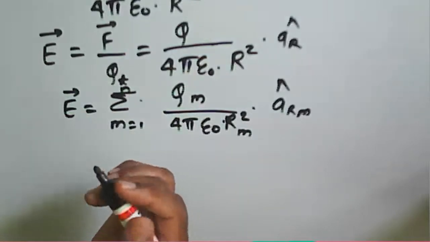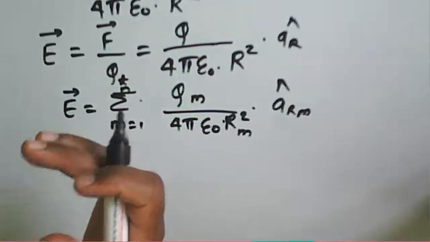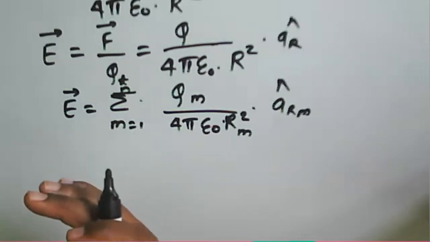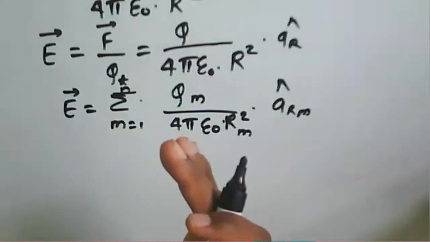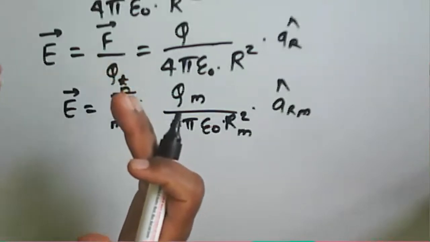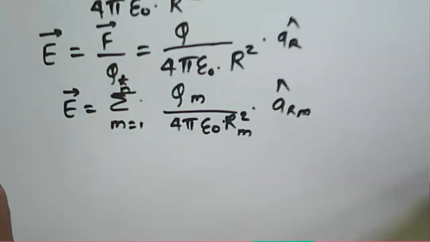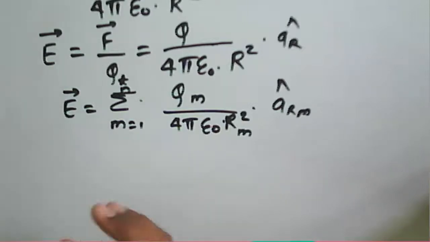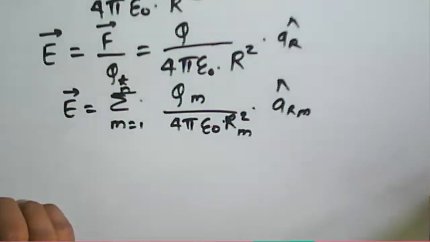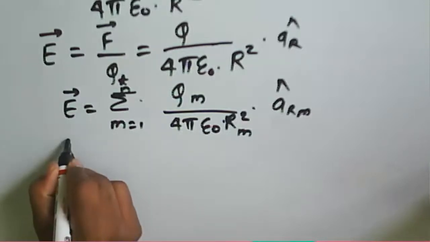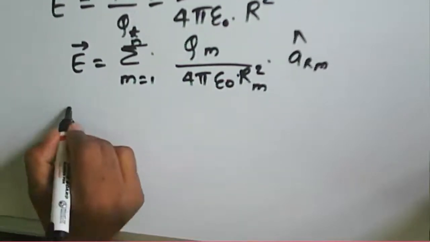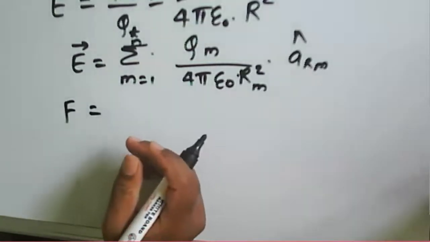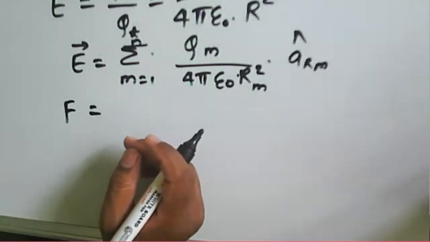Now we can talk about an electron moving from one place to another place. In that case, there will be work done. When the electron is in motion, what will be the force exerted on that particular electron? So in that case, we write the equation of force when the electron is in motion.